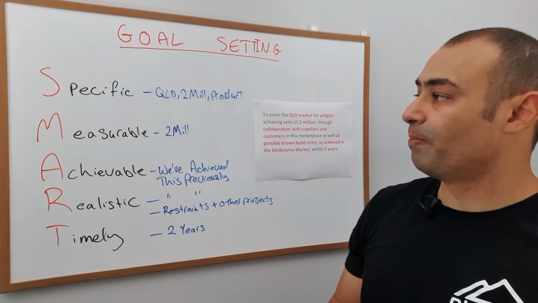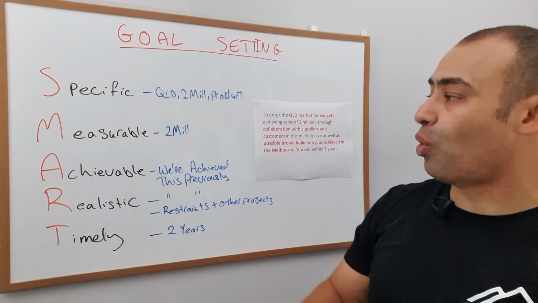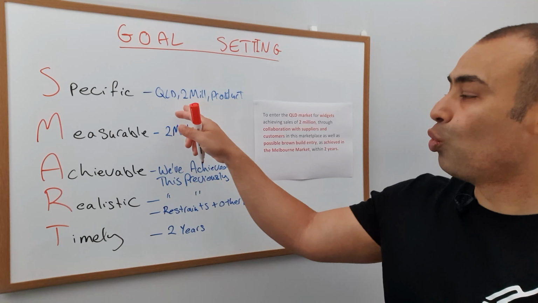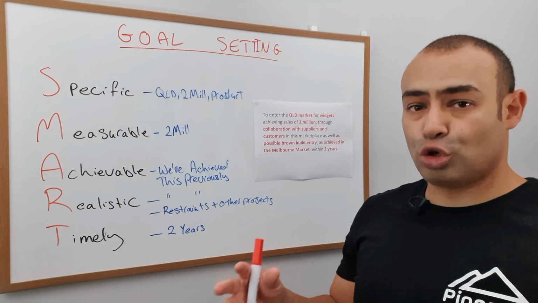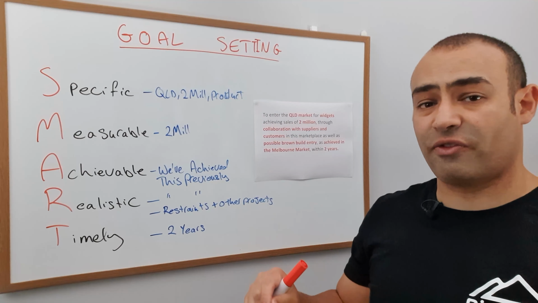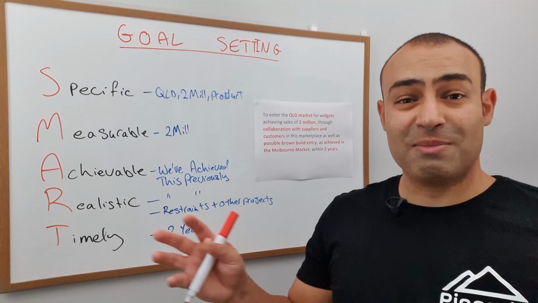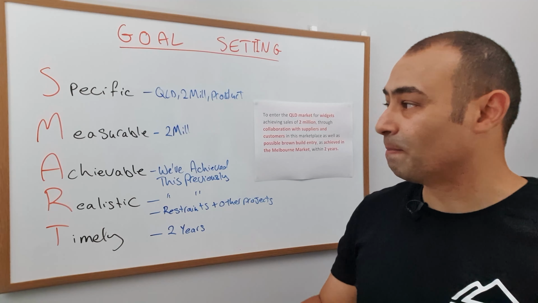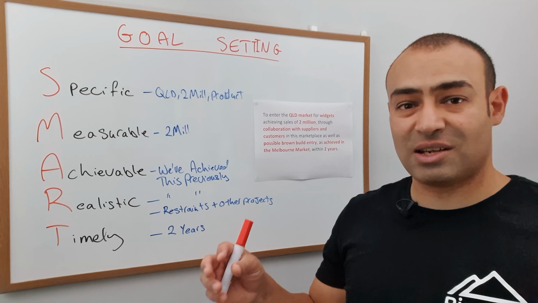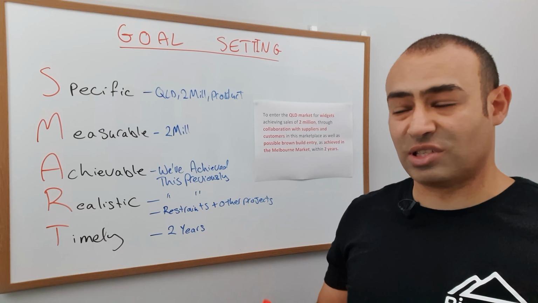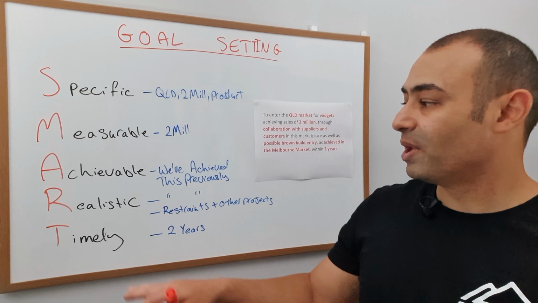So specific. What's specific about this example? Well, we said we're going to enter the Queensland market. We also said we're going to look to achieve sales of 2 million. The product, we were specific about that product. It's widgets. We're not selling thingamabobs. It's widgets that we're selling. Next, it's measurable. We said 2 million. That's the amount we're looking to hit. Not 1.5, not 1.9, 2 million.